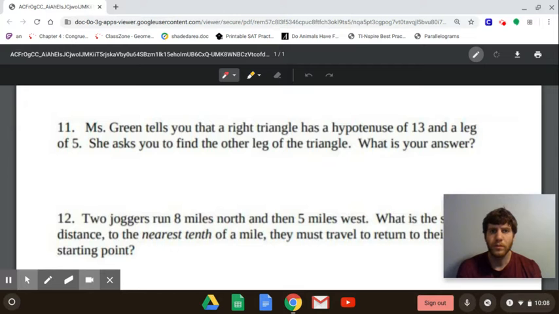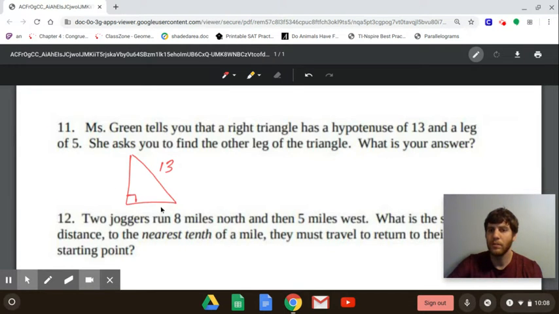So the first one says Miss Green tells you that a right triangle has a hypotenuse of 13 and a leg of 5. She asks you to find the other leg of the triangle. So you have a right triangle, which is a triangle with a right angle. The hypotenuse is 13, so the hypotenuse is the side across from the right angle. So that's going to be this side here. And a leg of 5.